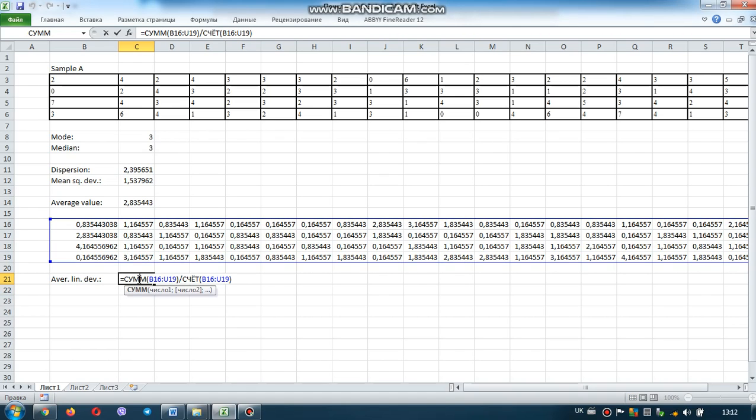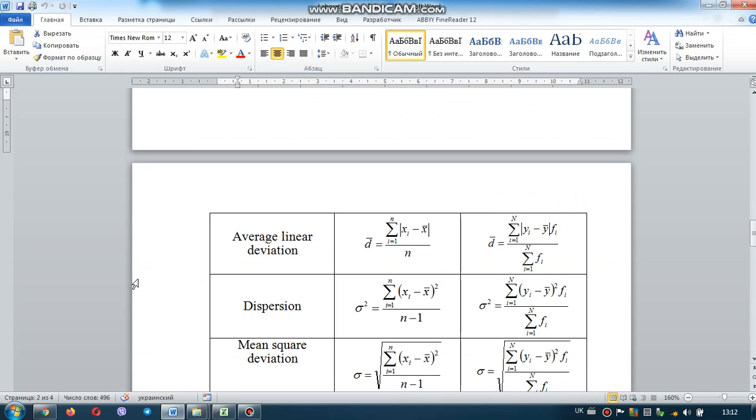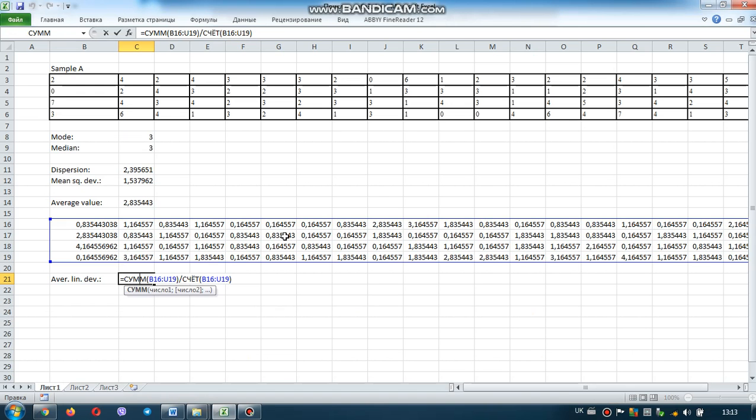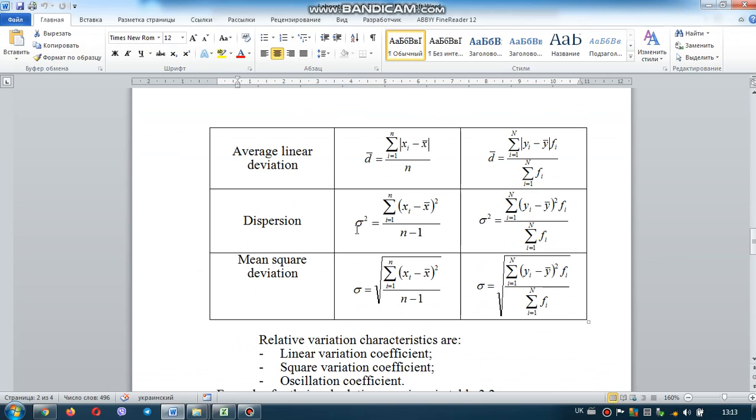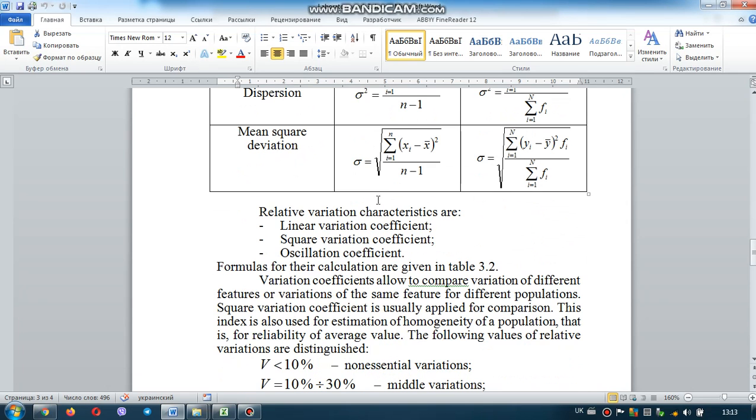So we have already calculated average linear deviation according to this formula. We have determined the difference between x values and average x values in this set of our calculated data, and we have known modules of these values, and we divided this value on the number of our data. Function short, you have to know this function. Dispersion and mean square deviation we have already determined.